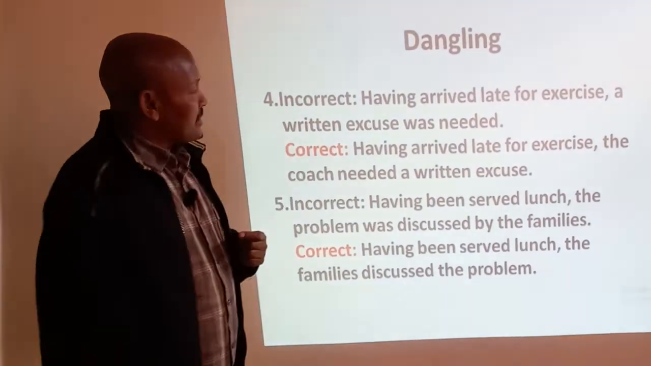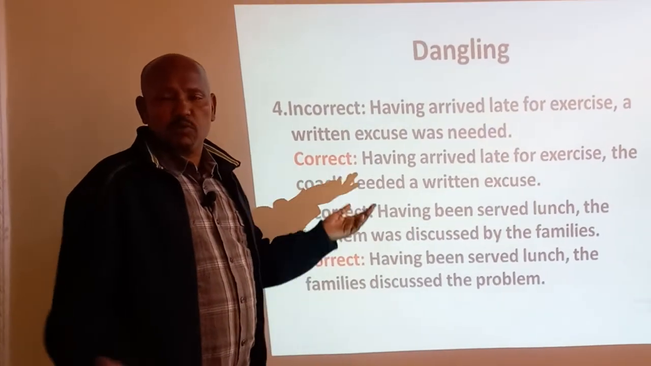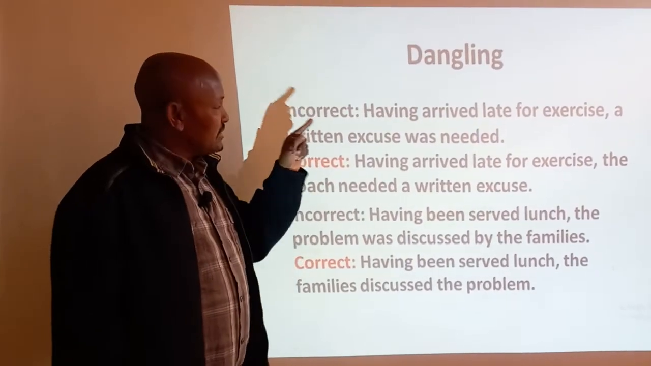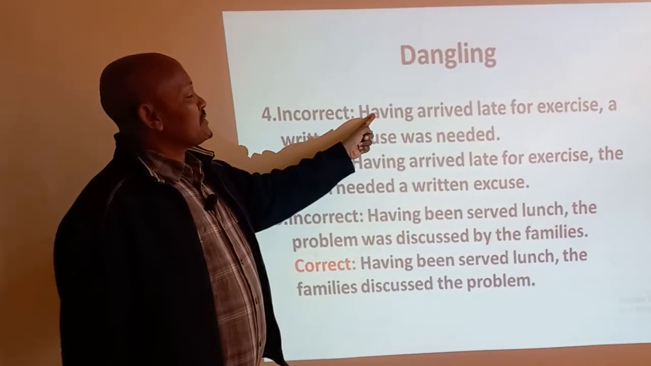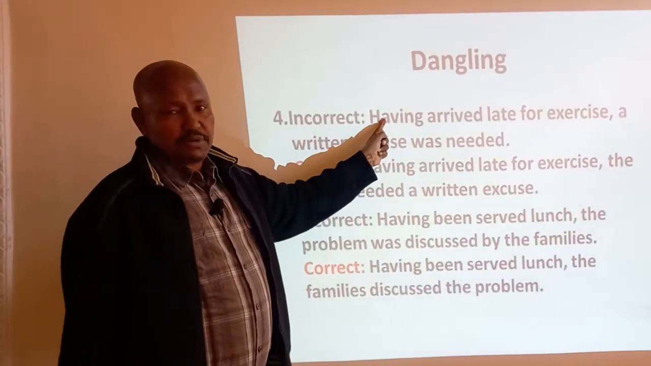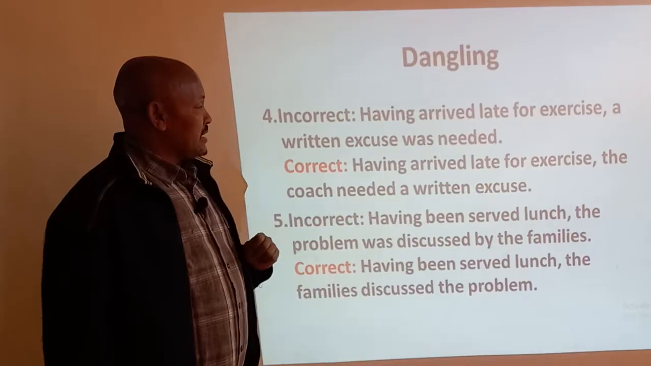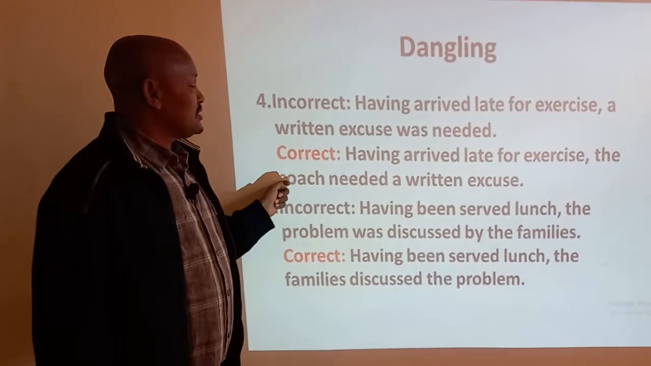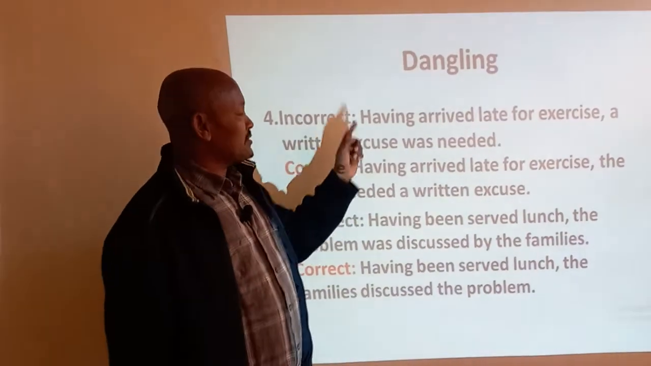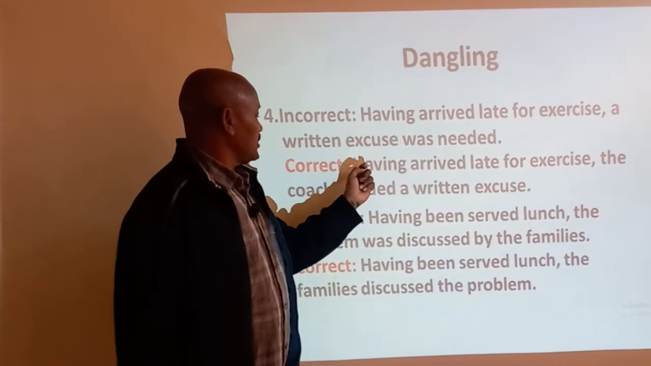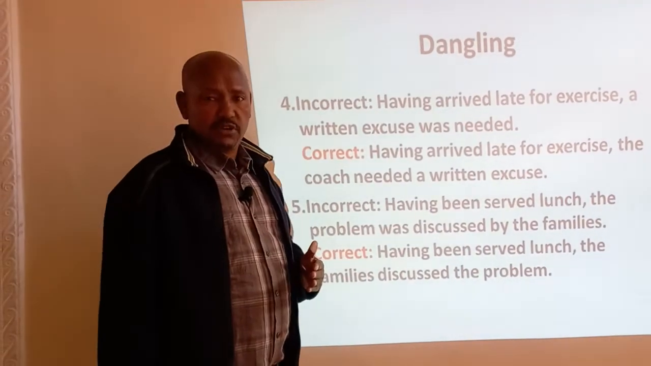Yeah? Having arrived late for, who arrived late? Maybe a coach, maybe a teacher, maybe a student, maybe a woman. So this sentence needs a kind of person, so we have to find out the person it means. Person arrived late for exercise, yeah. Correct: having arrived late for exercise, the coach needed a written excuse. So this is parallel. Having arrived, who arrived? The coach. And he is the coach.